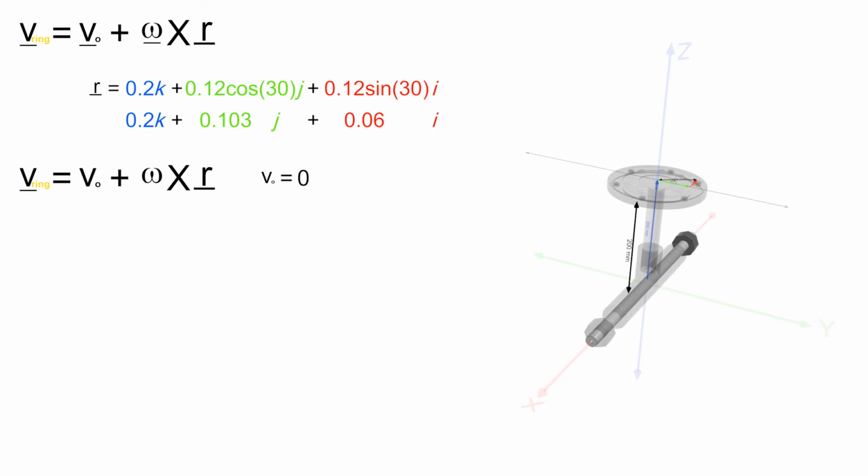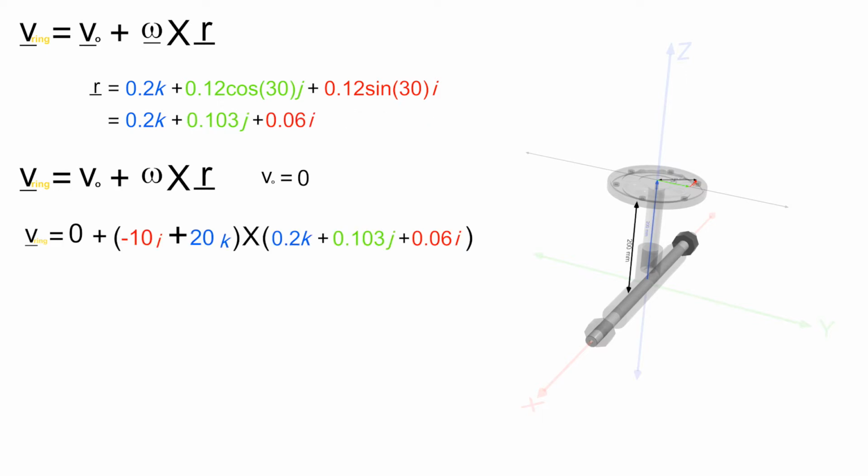Since the center of the reference coordinates is the zero velocity point, as it does not move at all, we can refer the velocity of the ring to this point. Now applying all the values in the equation, and doing the cross product, we can finally find the linear velocity vector of the ring at this exact moment.